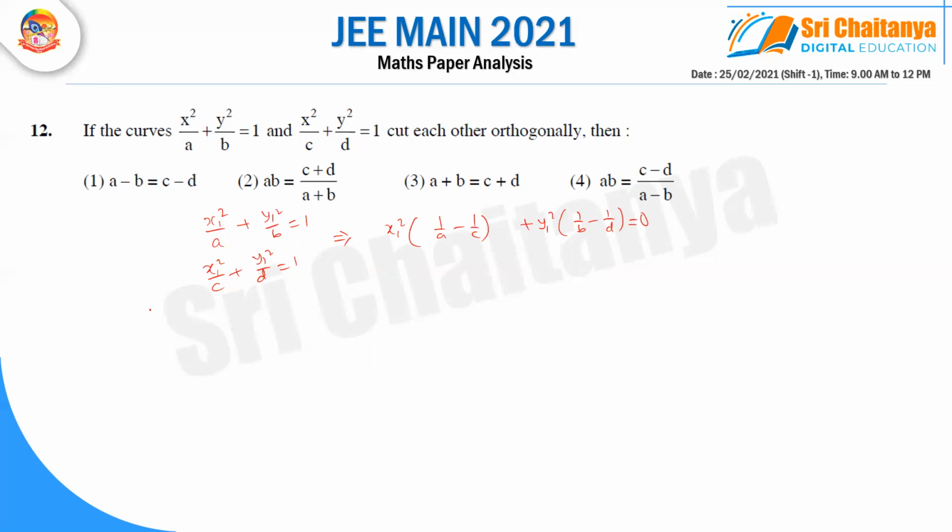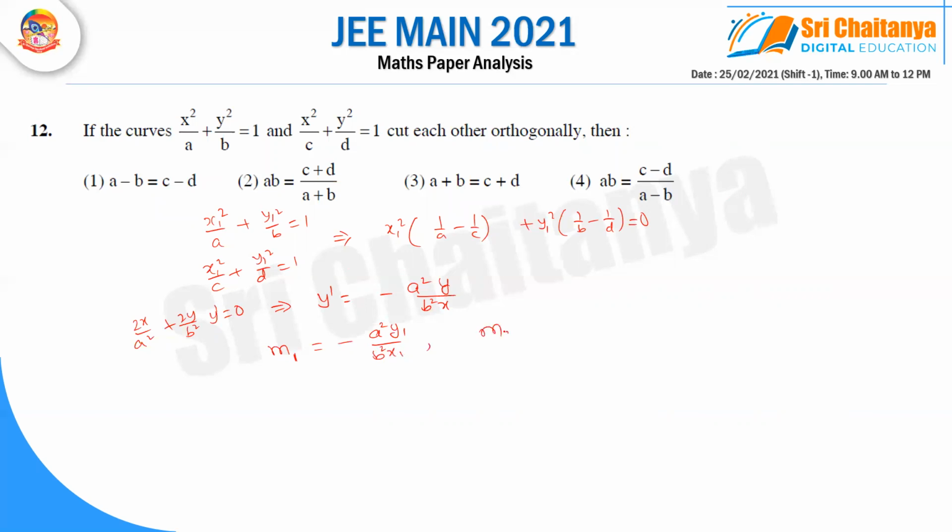If I'm differentiating the first equation, what will I get? 2x by a square plus 2y by b square into y dash equal to 0. y dash is minus a square y by b square x. So here, the slope of tangent for the first curve will be minus a square y1 by b square x1.